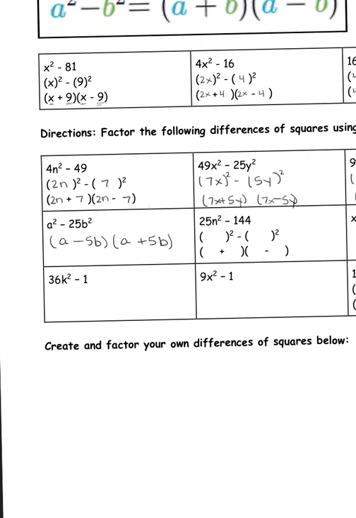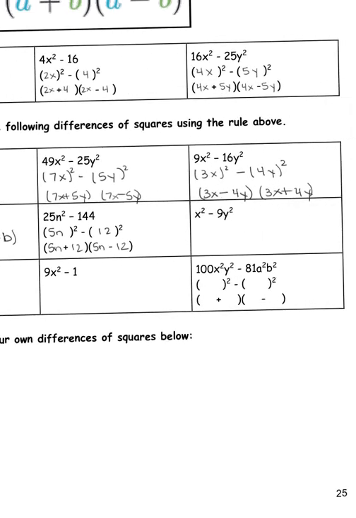All right, so again, we have 25. We know that the square root of 25 is 5. We know that the square root of n squared is n. The square root of 144 is 12. All right, so we're going to have 5n as our first term and 12 as our second term.